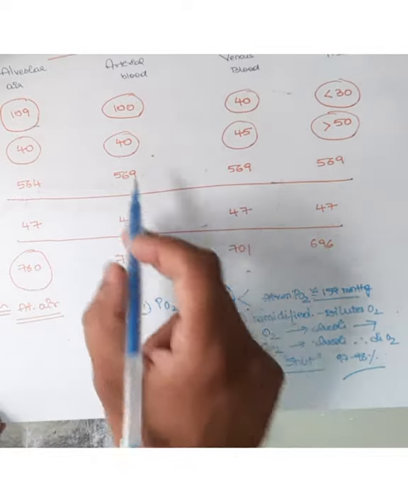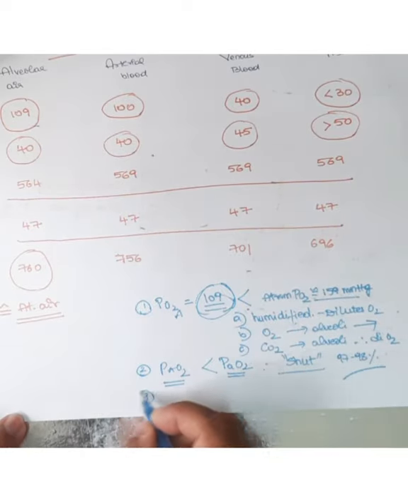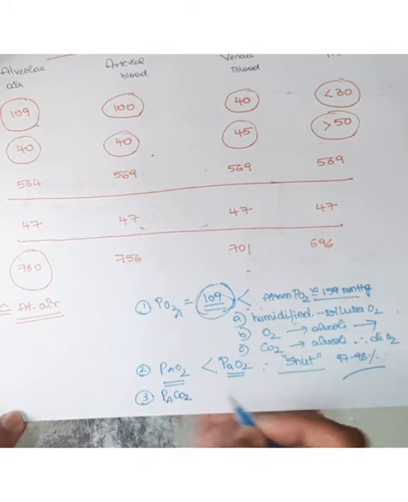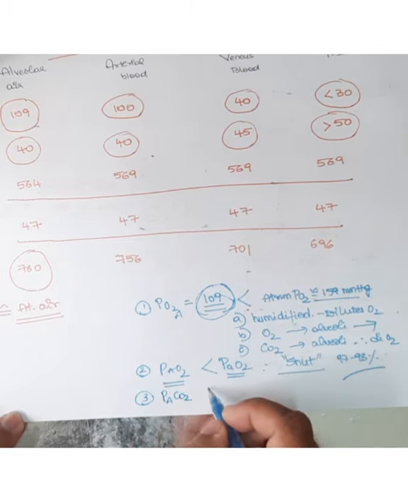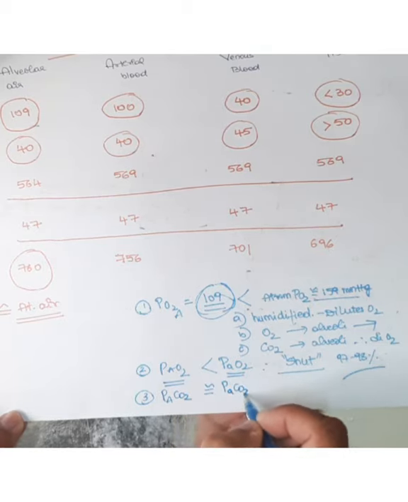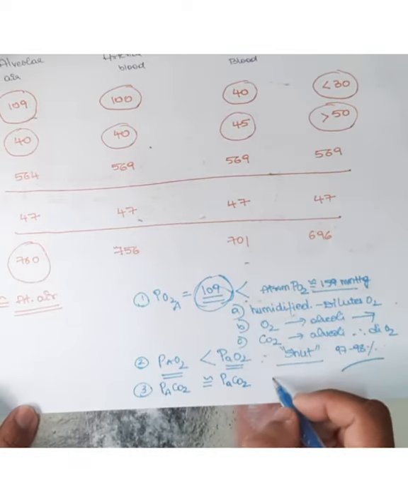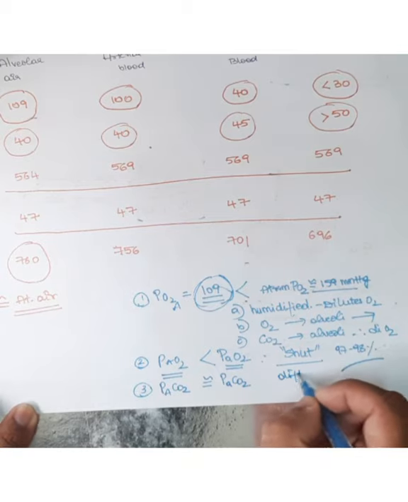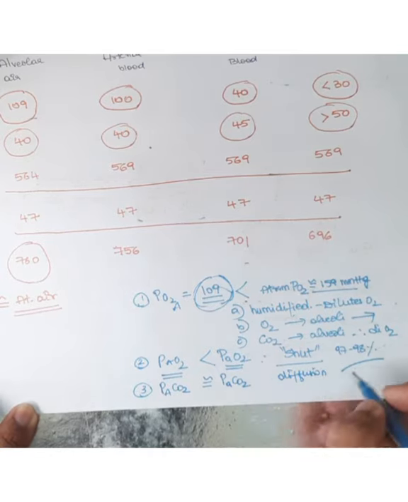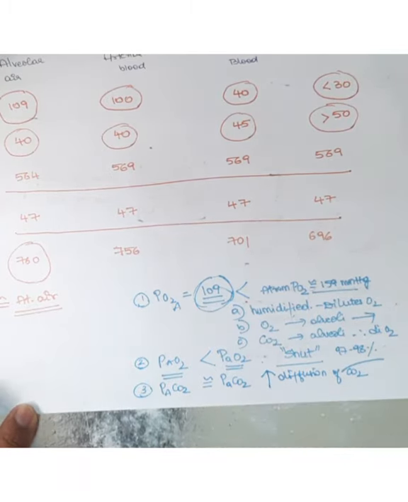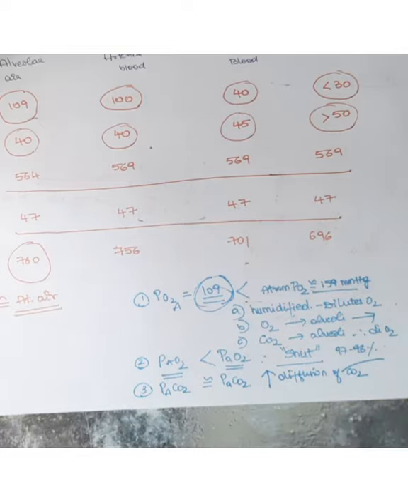And if you see the opposite, the partial pressure of alveolar carbon dioxide is somewhat similar to that of the partial pressure of the arterial carbon dioxide. This is because of the greater diffusion coefficient of carbon dioxide. So carbon dioxide has an increased diffusion coefficient, and therefore it remains the same.